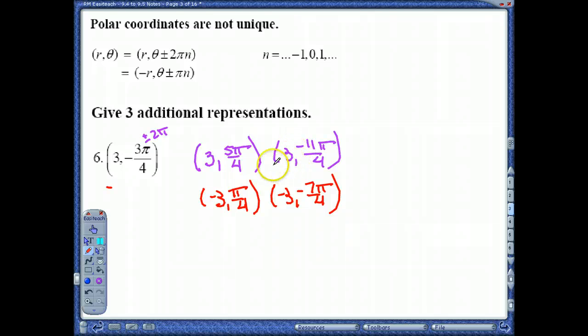Now we can open this up and even add and subtract 4 pi, 6 pi, 8 pi, any even number of pi's. So if you want to go hog wild and add and subtract 100 pi, knock yourself out. I would probably stick pretty close so the numbers are nice, but hey, that's just me.